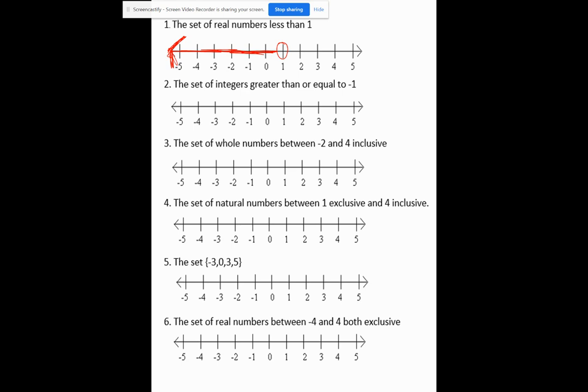Now we have the set of integers greater than or equal to -1. So if it's greater than or equal to, we shade it in, filled in circle. It's integers, so we put dots. And because we have the term greater than or equal to, we put a nice arrow at the end. Now we have the set of whole numbers between -2 and 4 inclusive. Inclusive tells us we have a filled in circle.